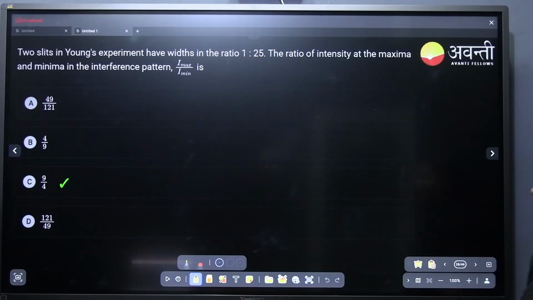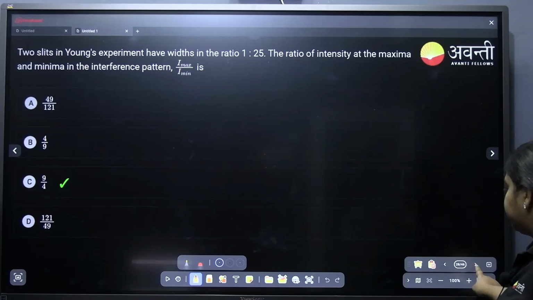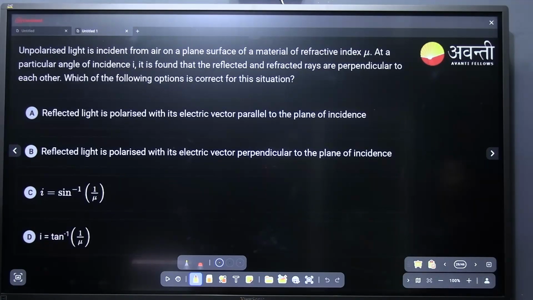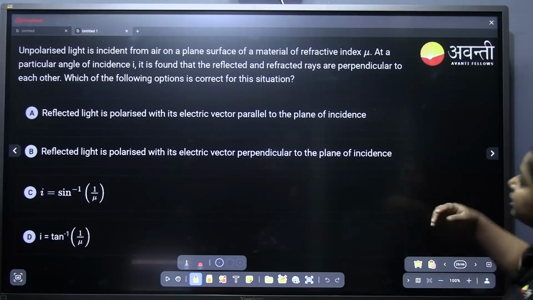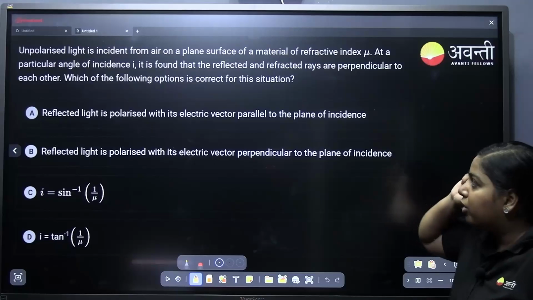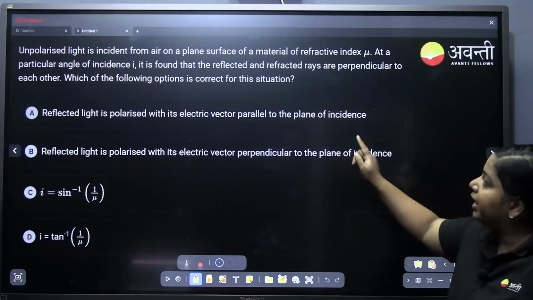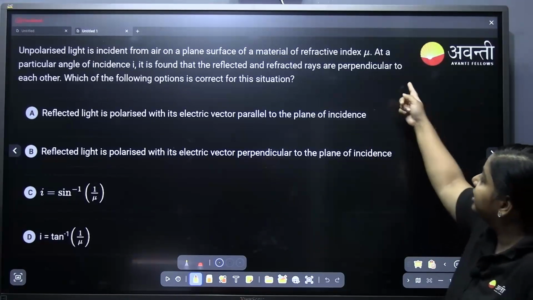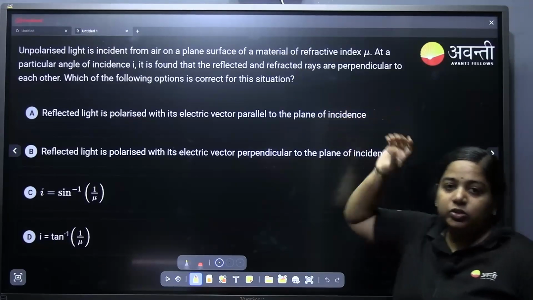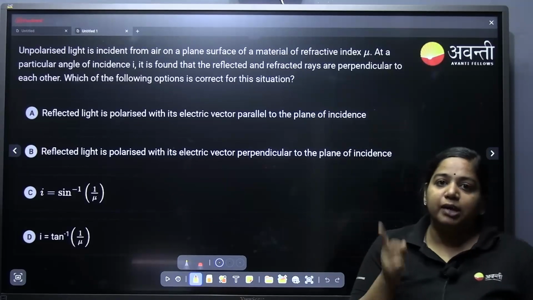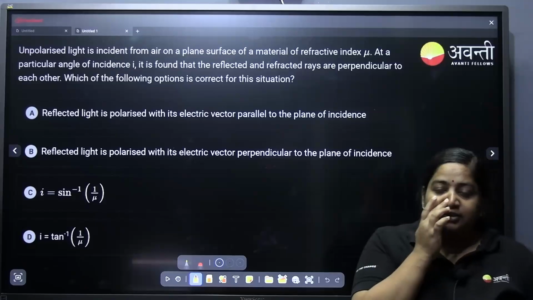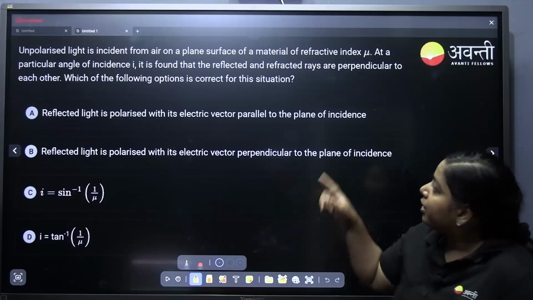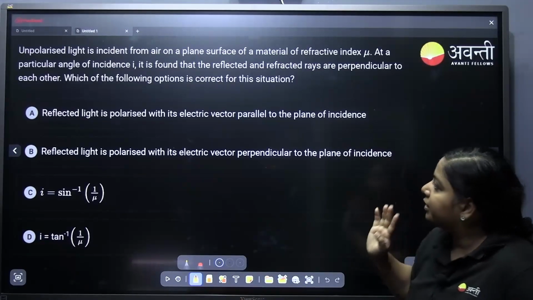Two slits in Young's double slit, okay, same thing we did. Next one, unpolarized light is incident from air on a plane surface of material of refractive index mu. At a particular angle of incidence i, it is found that reflected and refracted rays are perpendicular to each other. So, if reflected and refracted rays are perpendicular to each other, the incident angle is Brewster's angle. Which of the following options is correct?